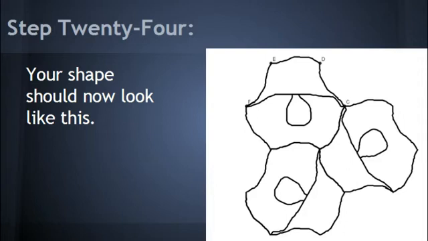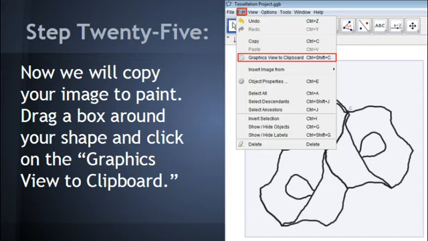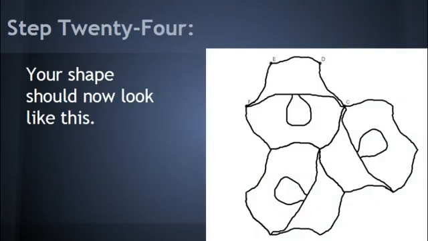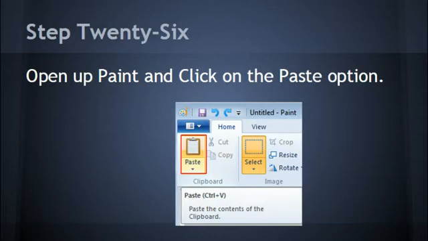And it should eliminate any of these points. So then to continue with our hexatessellation, we're going to put this into Paint. That way in Paint we can design it, customize it, and wrap up everything. So now we're going to copy the image into Paint. To do this, you highlight the entire object, and then click on Edit and click on Graphic View to Clipboard. So now you open up Paint, which is always in your Windows desktop area, and then click on the paste option in Paint.